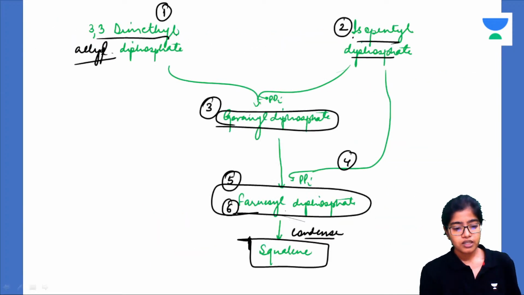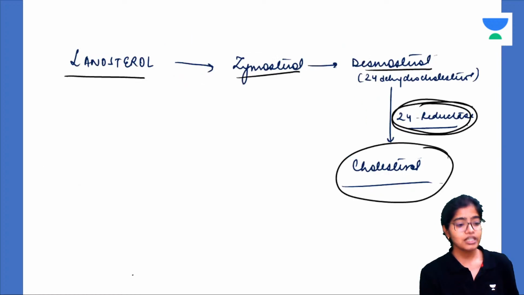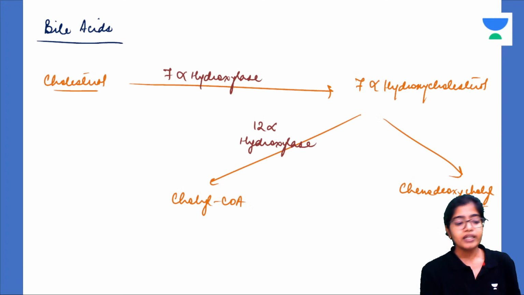You should know all the 6 isoprenoid units that I have mentioned, because I have eliminated all the unnecessary stuff. Only the important stuff I have written down, which will be absolutely important for you to remember. Cyclization of squalene into lanosterol, condensation of 6 isoprenoid units into squalene.